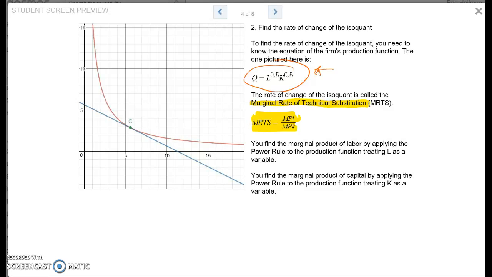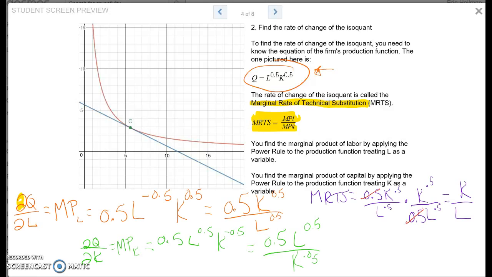So we need to apply the power rule to this function with respect to labor first, and then to capital, and then divide the two. I want you to go ahead and try that and see what you get. I'm going to pause it and work it out on the screen here. Okay, so here's the work to find the marginal rate of technical substitution.